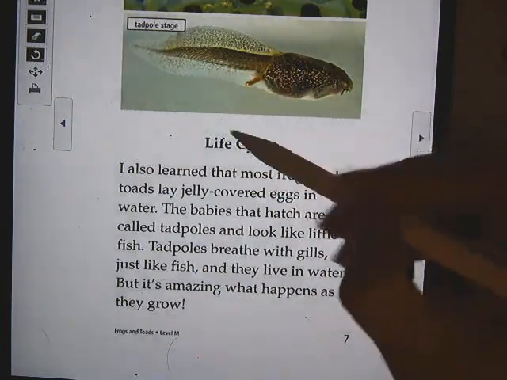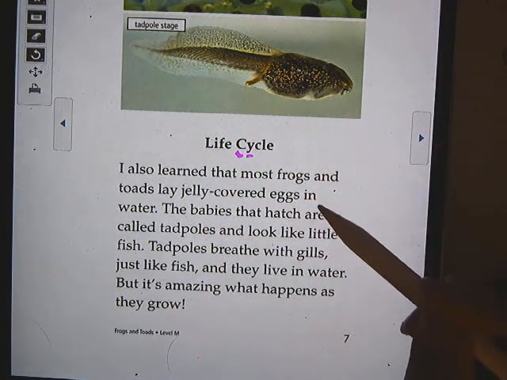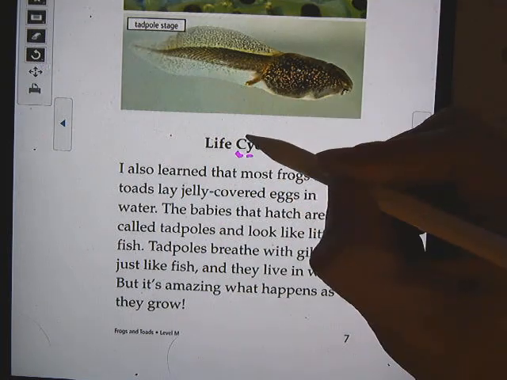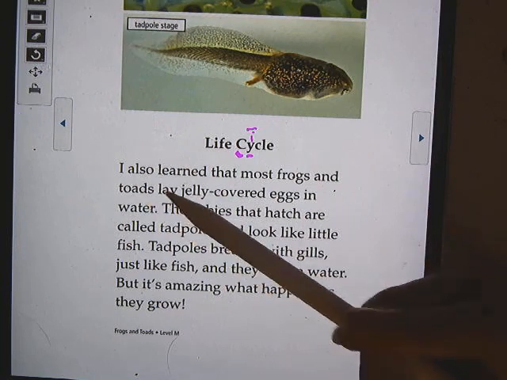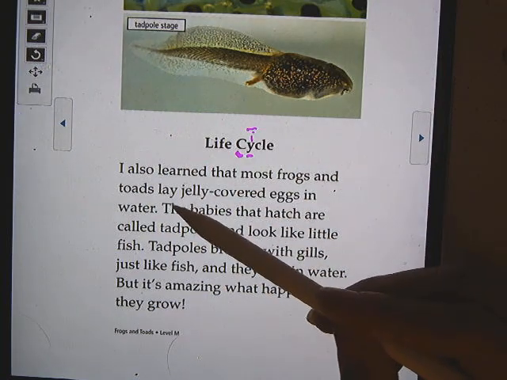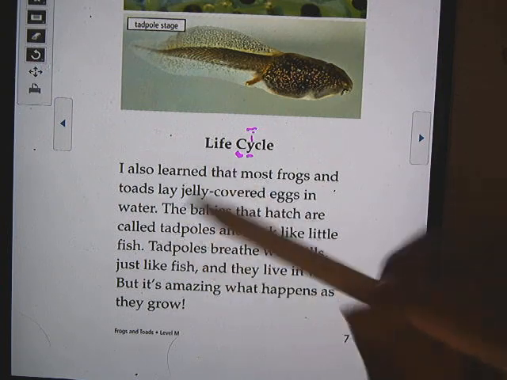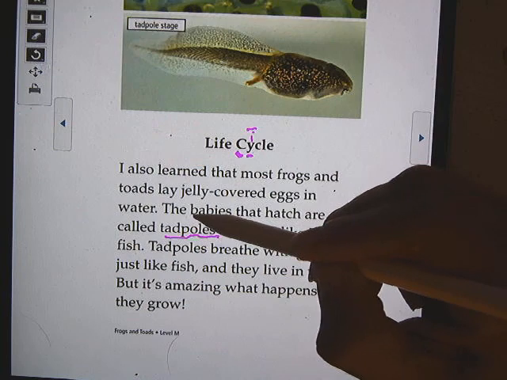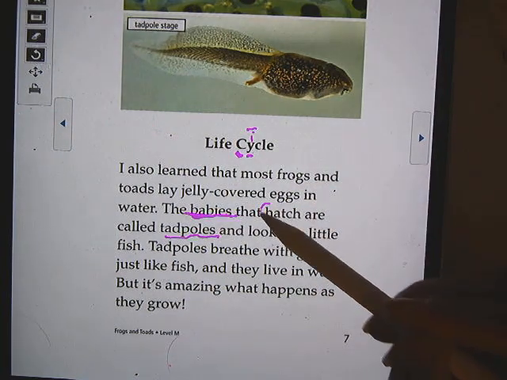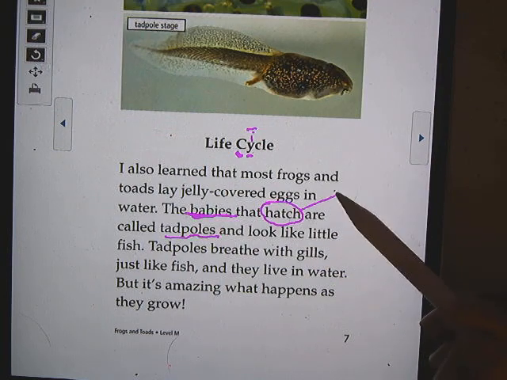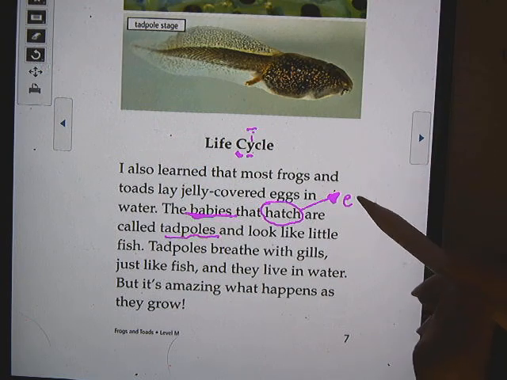Life cycle. Remember, we talked about this. This C is followed by a Y, so it makes that soft C sound. So it says, and then the Y says, cycle, life cycle. I also learned that most frogs and toads lay jelly-covered eggs in water. The babies that hatch are called tadpoles. So when the frogs and toads have babies and they hatch them, they are born from an egg, okay?